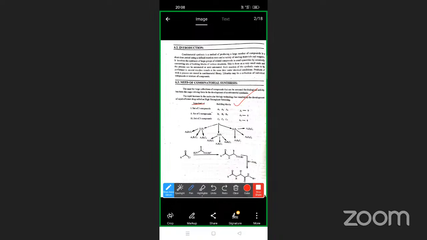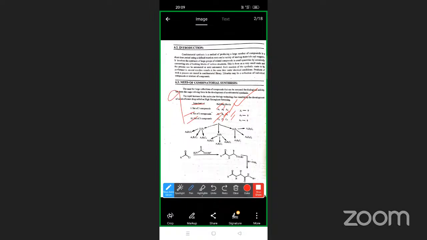You see the set of three compounds here, A1, A2, and A3. In the first set, three compounds are taken, A1, A2, A3, three types of building blocks. In the second set, we are taking B1, B2, B3. These are another three kinds of building blocks. And in the third set, we are using the C type, C1, C2, C3, right? So in total, how many building blocks are taken? There are 9 building blocks taken here.